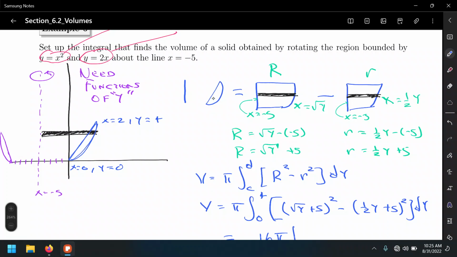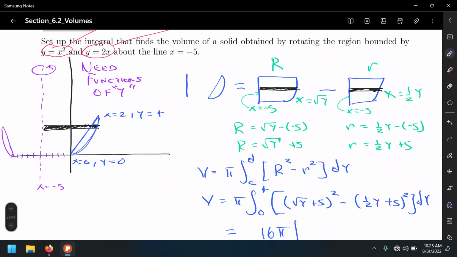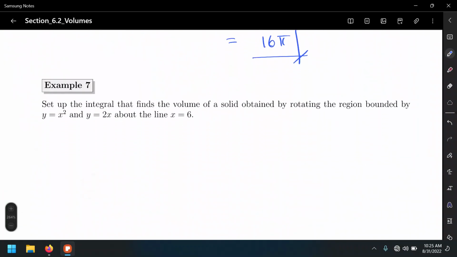The 2x and the y squared, but this is the axis of rotation which lies to the left of the region. On the last example on this topic, we're going to have a situation in which this vertical axis is not on the left but rather on the right. So let's have a look at this one.